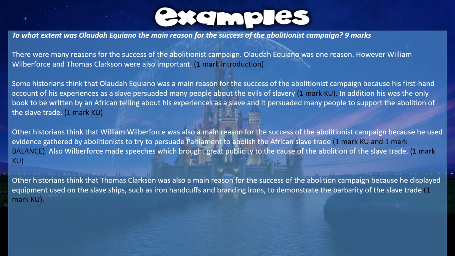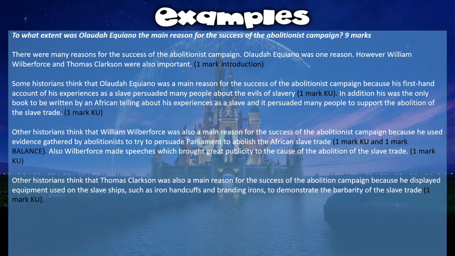Other historians think that Thomas Clarkson was also a main reason for the success of the abolition campaign because he displayed equipment used on the slave ships such as iron handcuffs and branding irons to demonstrate the barbarity of the slave trade. So there's another mark for KU. So far we've done the I, the introduction, we've done the F, which is the factor in the question, and we've done the A for alternative factors. We've mentioned William Wilberforce and Thomas Clarkson here.